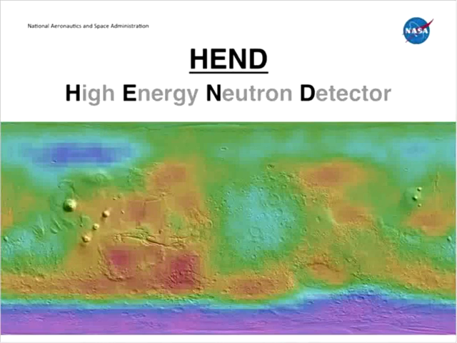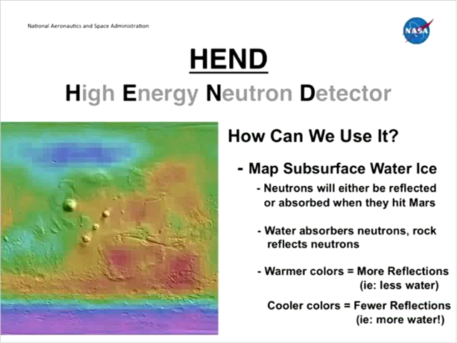Now luckily for us, one of the best things to absorb neutrons is water ice. And so when these neutrons hit Mars, areas that have lots of water ice, they get absorbed. Other areas that are really dry and rocky, the neutrons get bounced back and measured by the satellite. So this map can be used to really determine where is the subsurface ice on Mars.